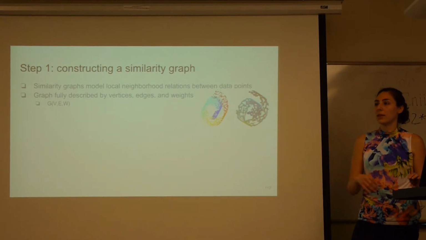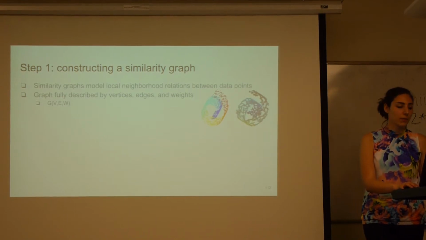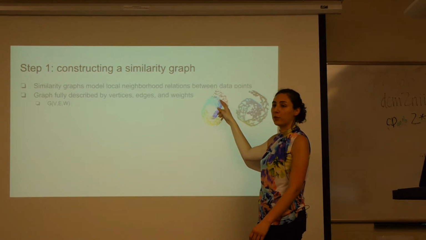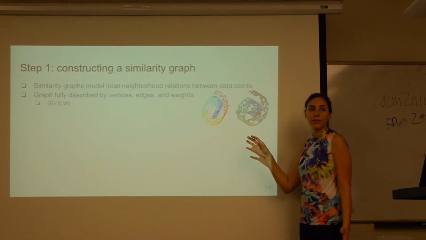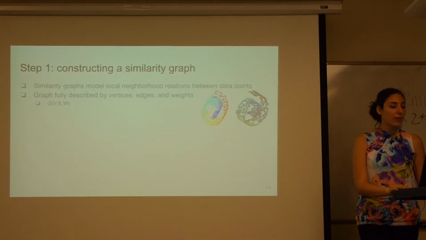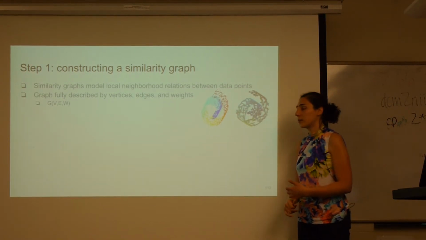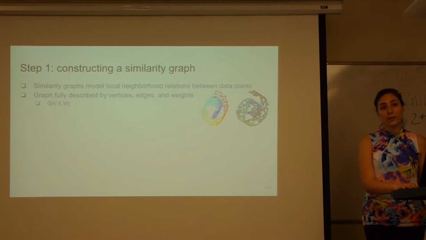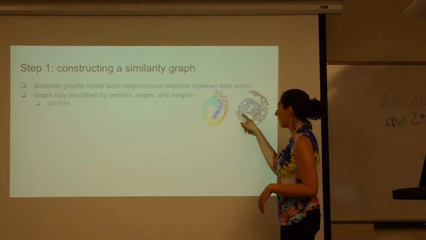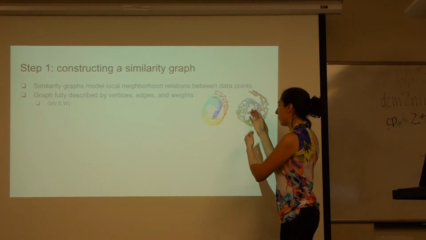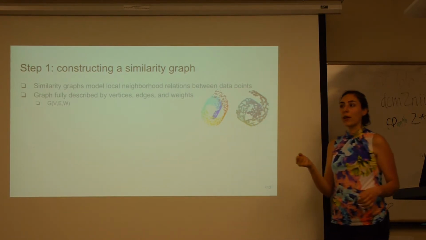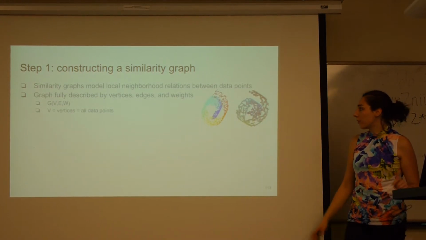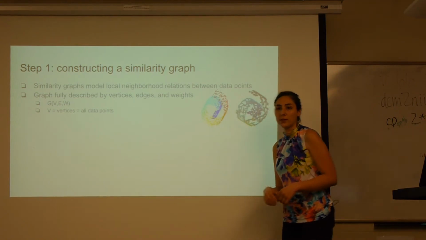Let's talk about the weights, and then how to get the weights. So we don't have this graph, right? We start out with this observed data, and we want to build a graph. So what is a graph? We can describe a graph fully by the vertices it has, the edges between vertices, and the weights on these edges. The vertices are these points. The edges are all the edges between the vertices, and the weights are the strength of the edges. The vertices are all data points, so all of these little dots are the vertices of the graph.